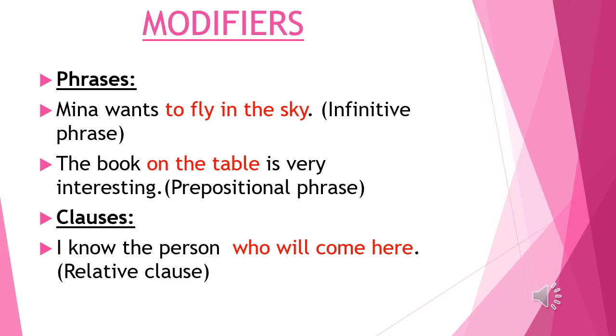In case of clauses, we can see that I know the person who will come here. Who will come here is a relative clause and it is used as modifier. So we can see that phrases and clauses are used as modifiers.